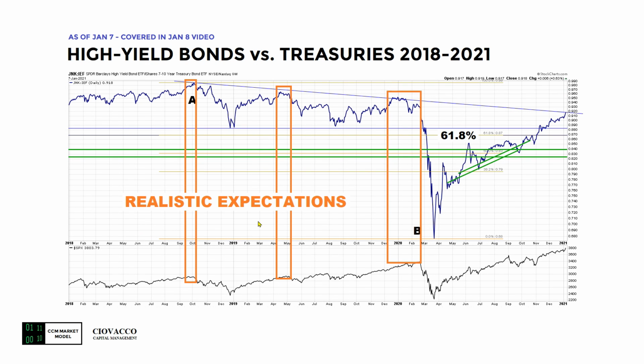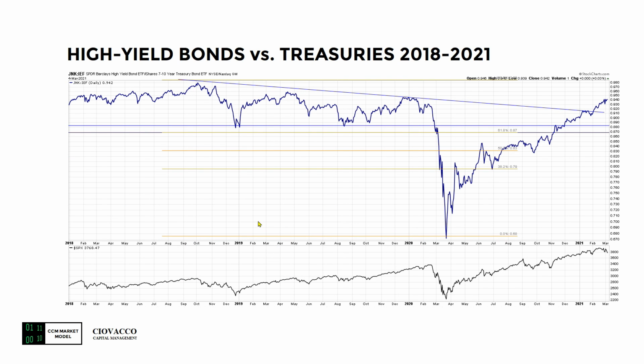Covered this chart many times. This is the version we covered as of January 7th. This is the exact same chart after the 51-point decline in the S&P 500 on March 4th. We are still holding the bullish breakout.